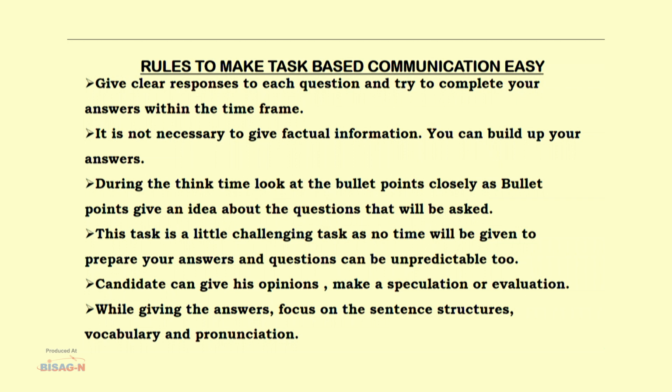Let's move ahead and see what we have next as a rule. It is not necessary to give factual information. फैक्चुअल इन्फॉर्मेशन देना ज़रूरी नहीं है, लेकिन ऐसा नहीं है कि आप फैक्चुअल इन्फॉर्मेशन नहीं देंगे तो आपके पास आंसर्स नहीं होंगे देने के लिए. It's not that you need to have factual information and facts in your answers. ज़रूरी नहीं है.